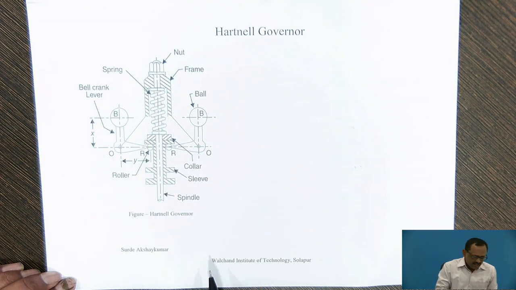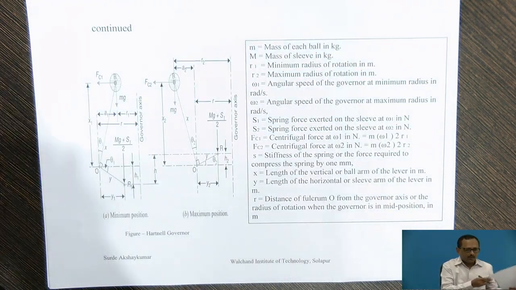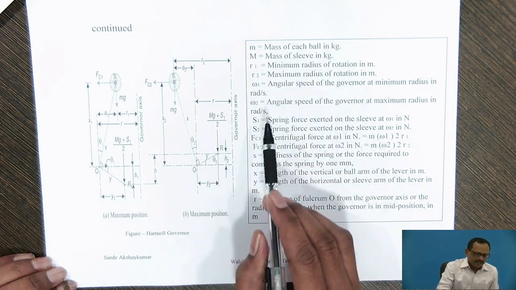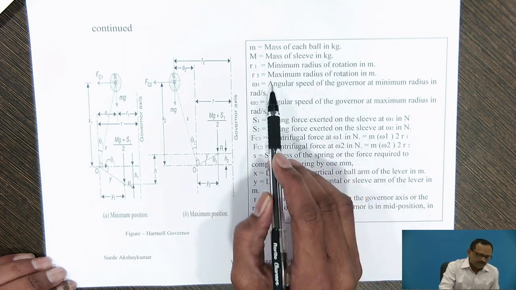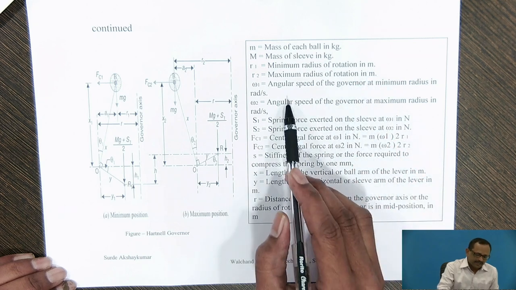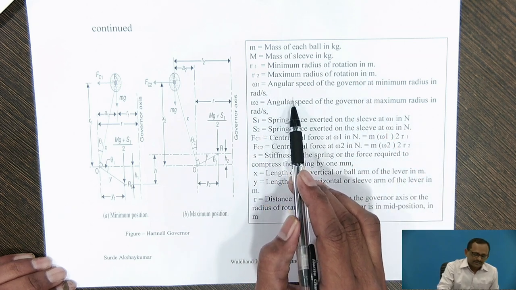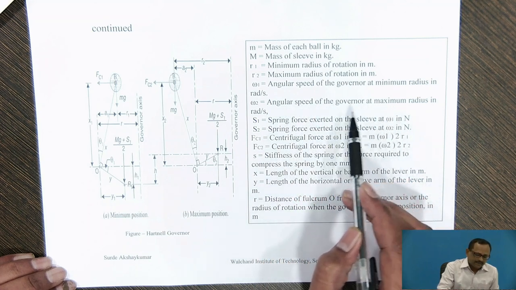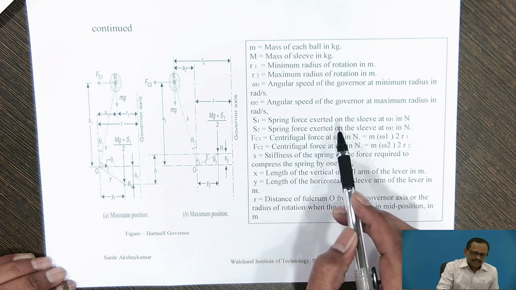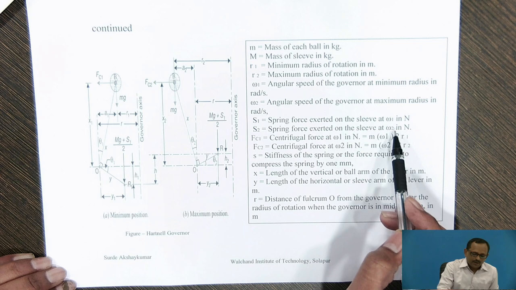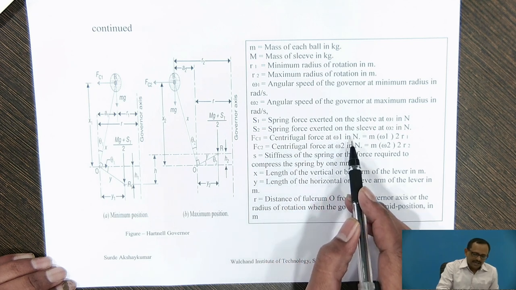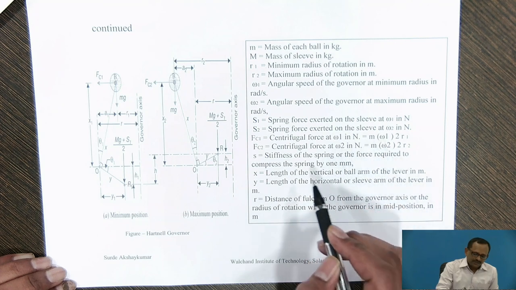Now, consider the minimum and maximum position of the Hartnell governor, where small m is the mass of the ball in kg, capital M is the mass of the sleeve in kg, R1 and R2 are the minimum and maximum radius of rotation of the ball in meters, omega 1 and omega 2 are the angular speed of the governor at minimum and maximum radius in radians per second respectively, S1 and S2 are the spring force exerted on the sleeve at omega 1 and omega 2 in Newton respectively, FC1 and FC2 are the centrifugal force at a speed of omega 1 and omega 2 respectively.